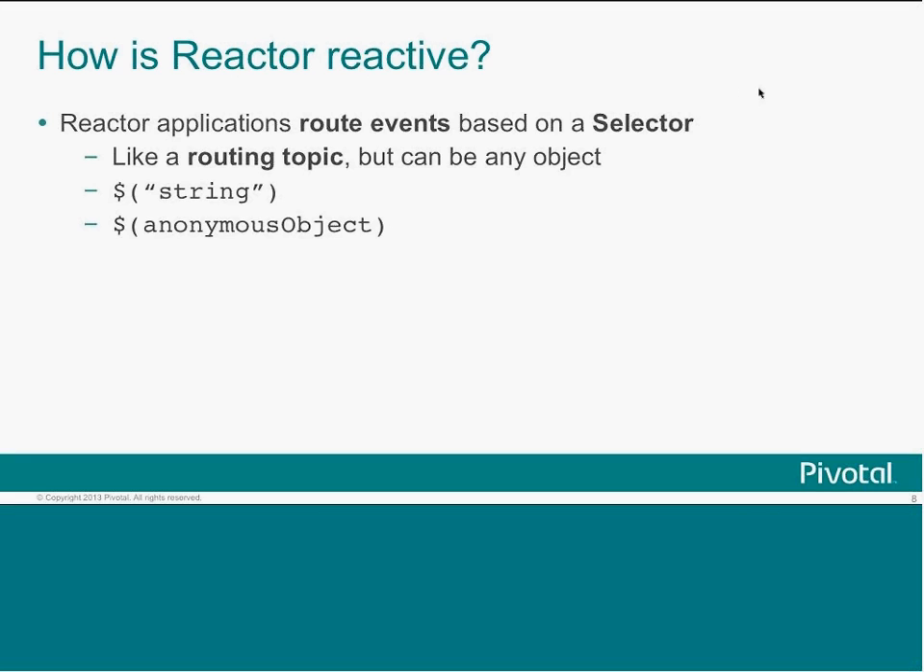So it could be a string. I could create an object selector based on a string, and then when I do a notify, I just send the string. And so I'm using a topic that way. I'm doing pub/sub type messaging if I'm using a topic.